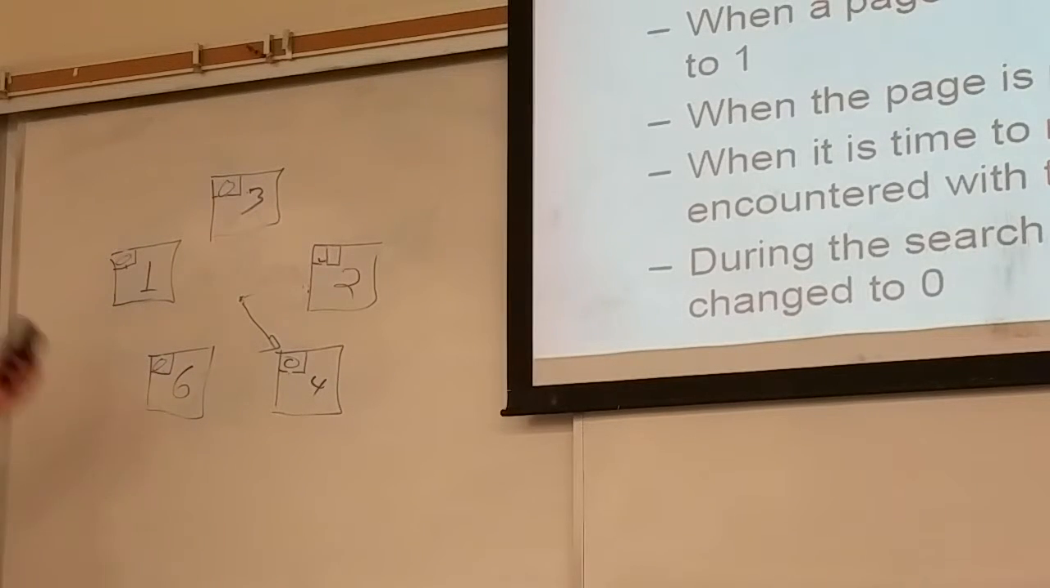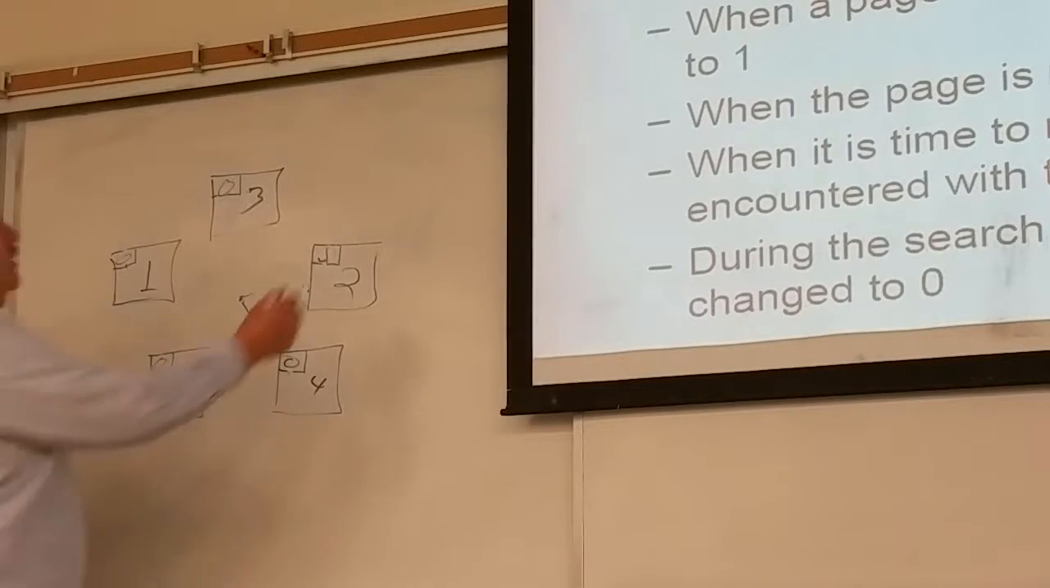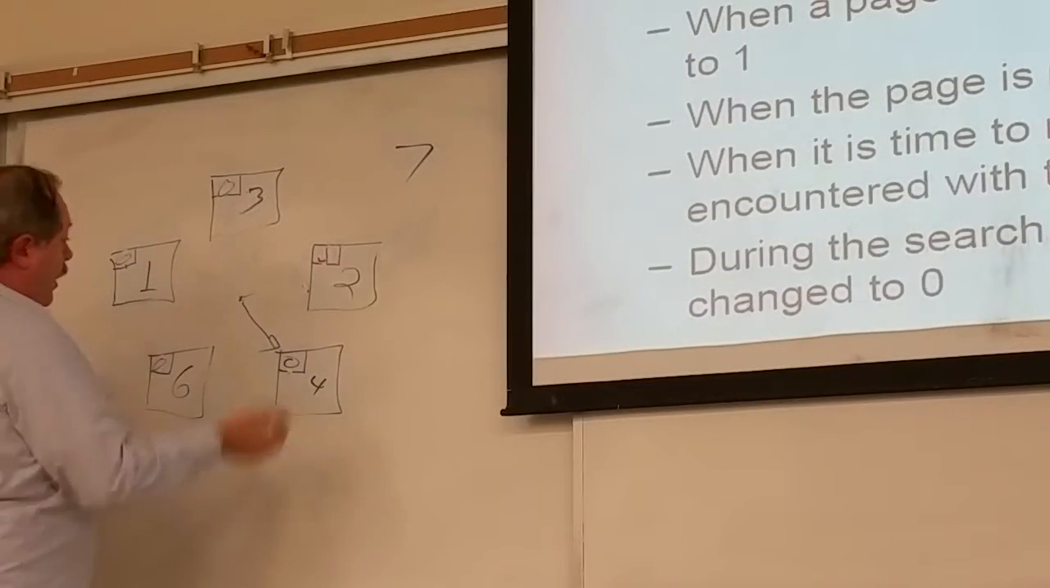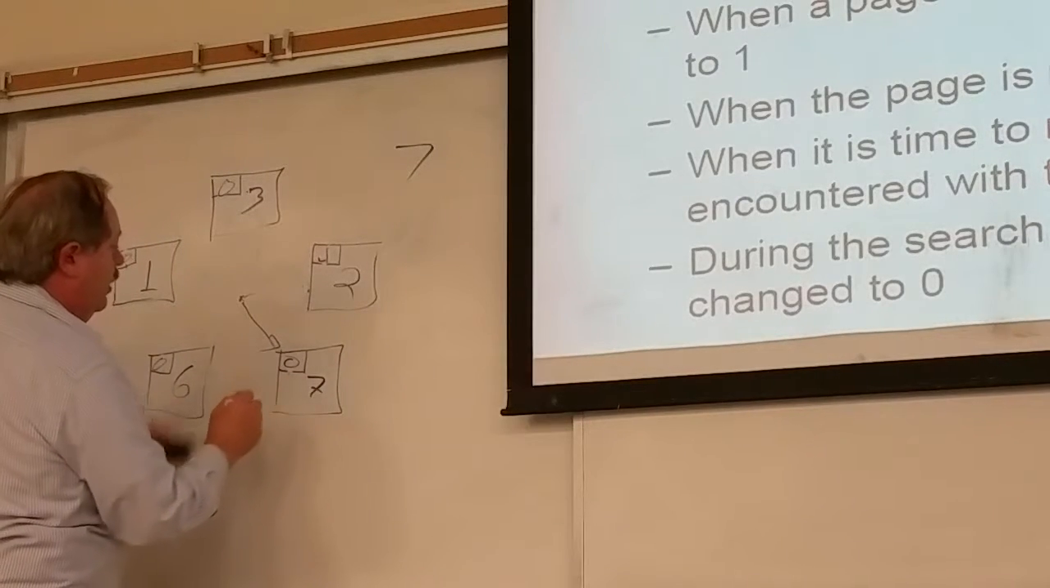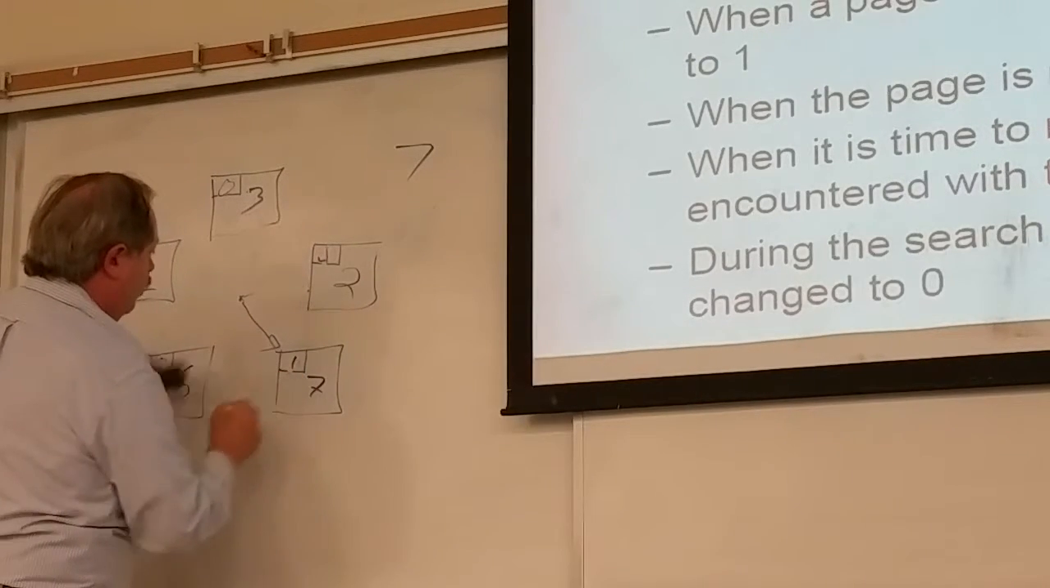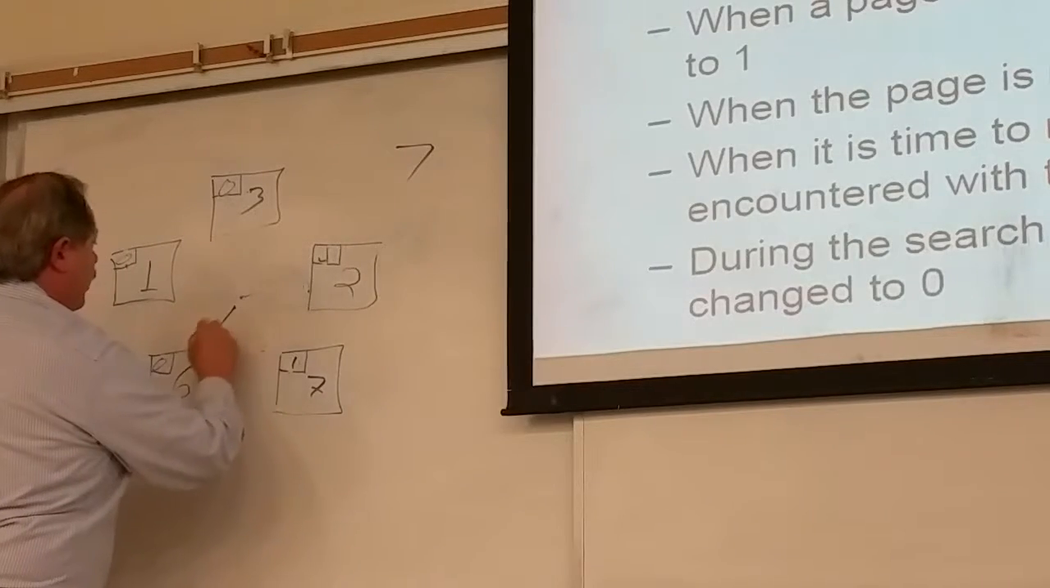So obviously, if I ask for another page, like 7, it's not in here. Use bit is set to 0, 4 is the loser, 7 comes in here. I set the bit to 1, increment the pointer.